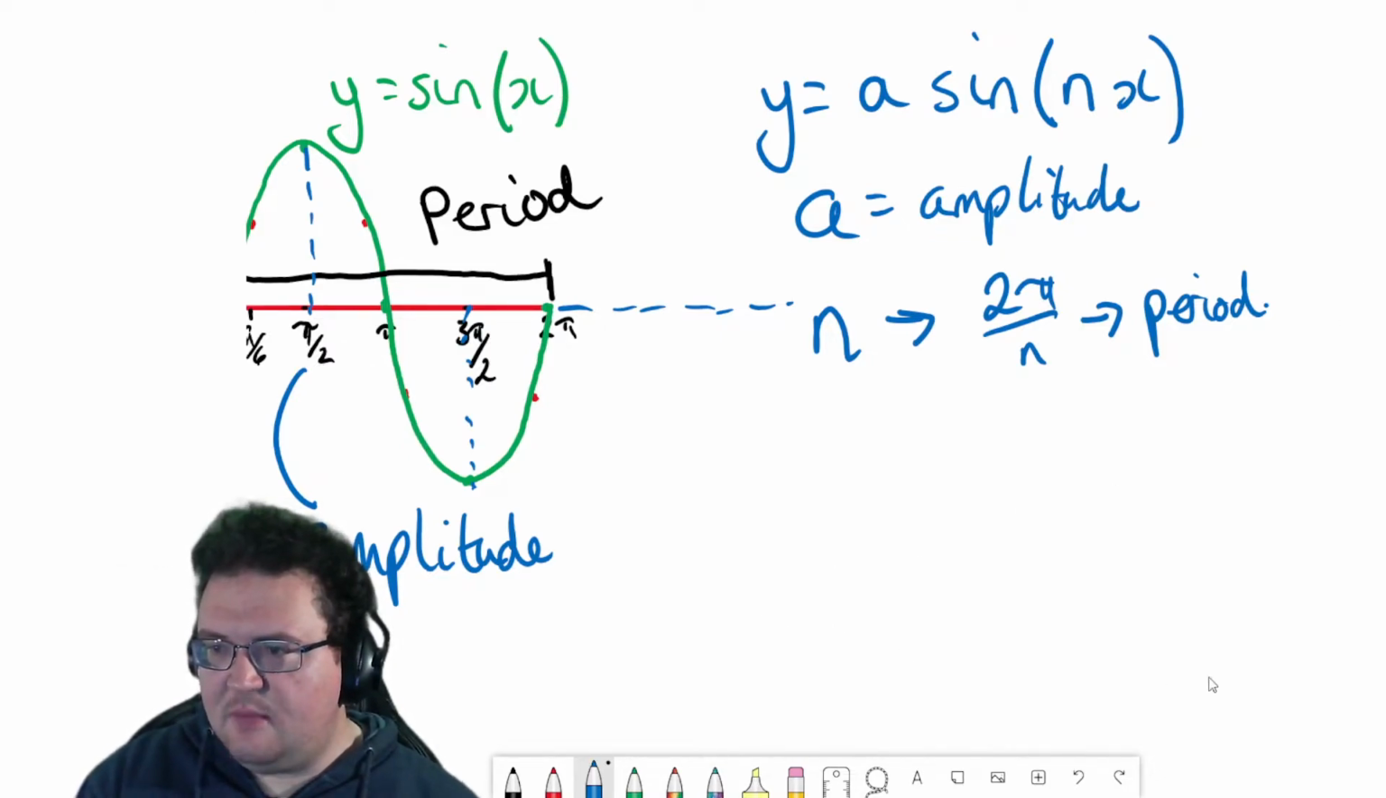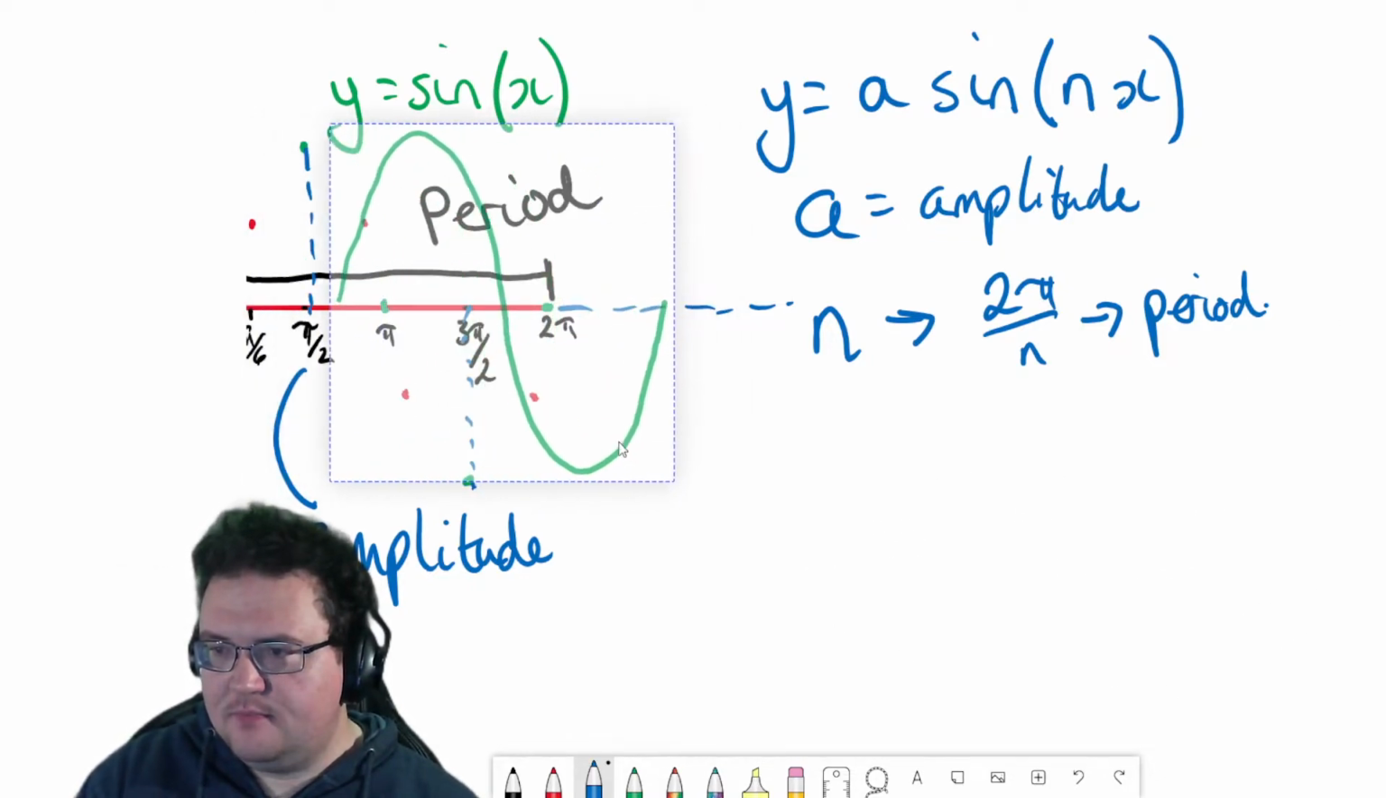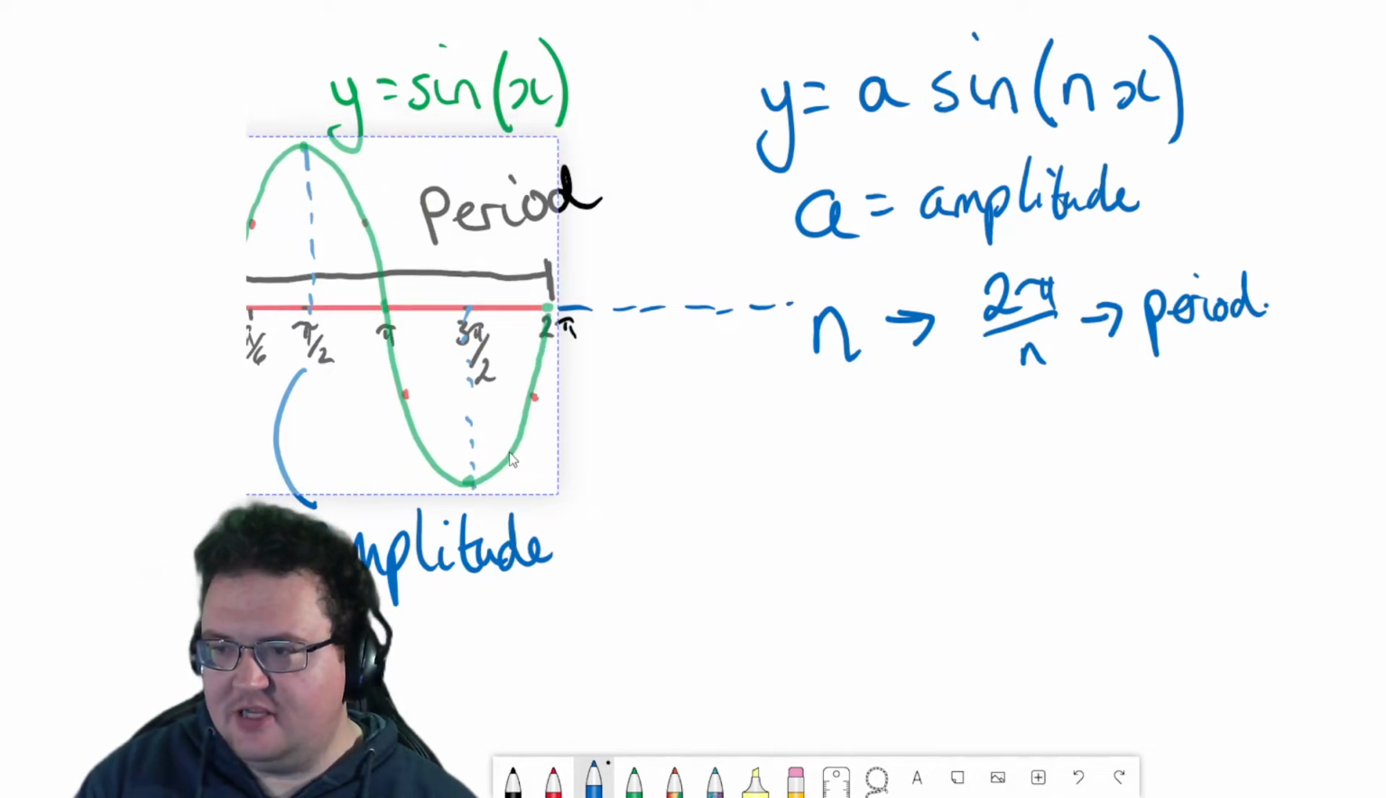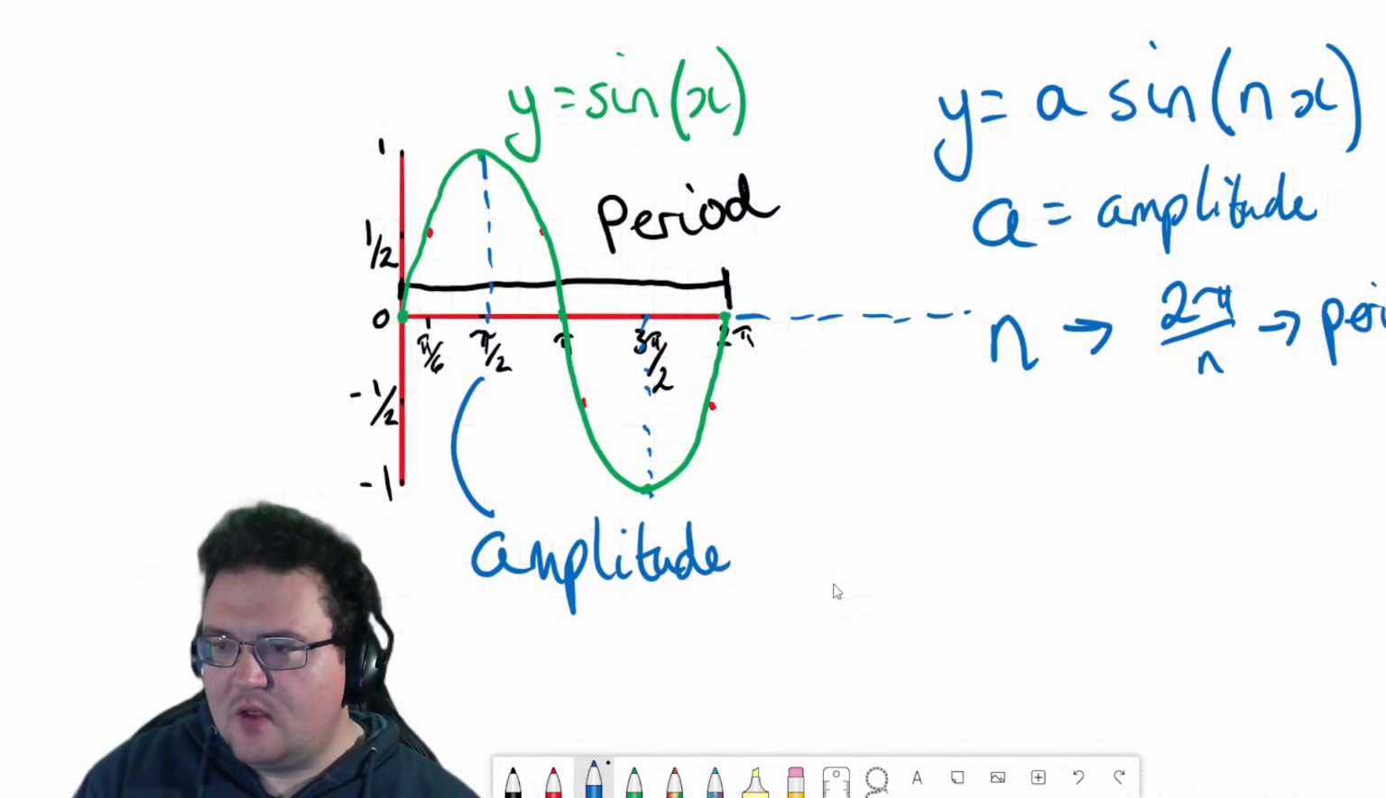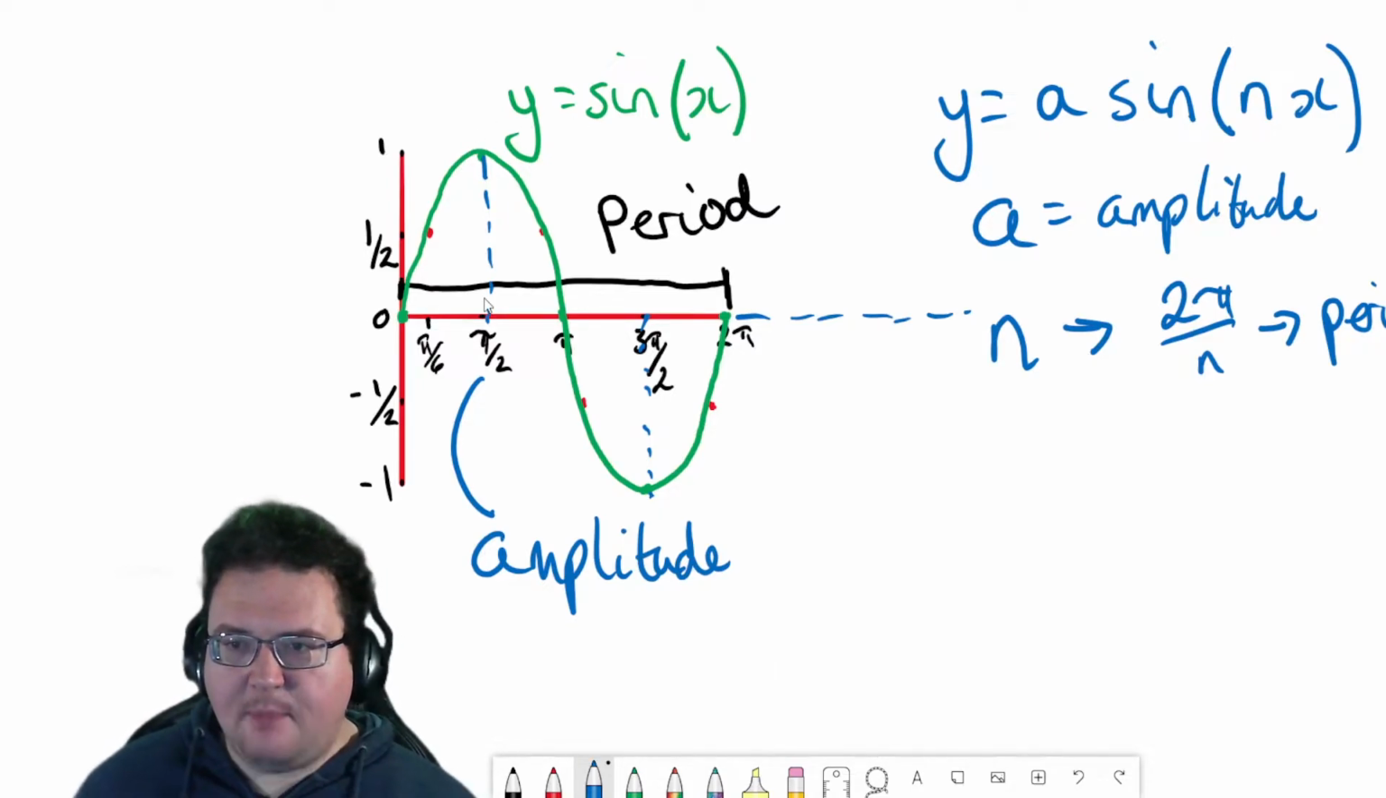So in this case here, because I haven't done anything to it, except just then I accidentally did, this graph here, amplitude a is 1, because there's nothing at the front. So the amplitude is 1, and then the period n is 1. So 2 pi on n tells me how long it will take for the graph to repeat itself.